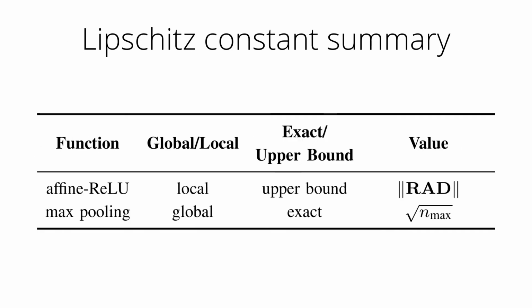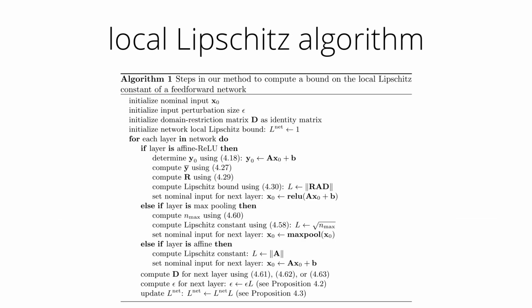In summary, we've derived bounds on the Lipschitz constants of affine ReLU and max pooling functions. So the next step will be to use these bounds to determine a bound on the entire network. That process is described by this algorithm. There are a lot of steps here, but the main idea is that we start with a bound on the input of the network.